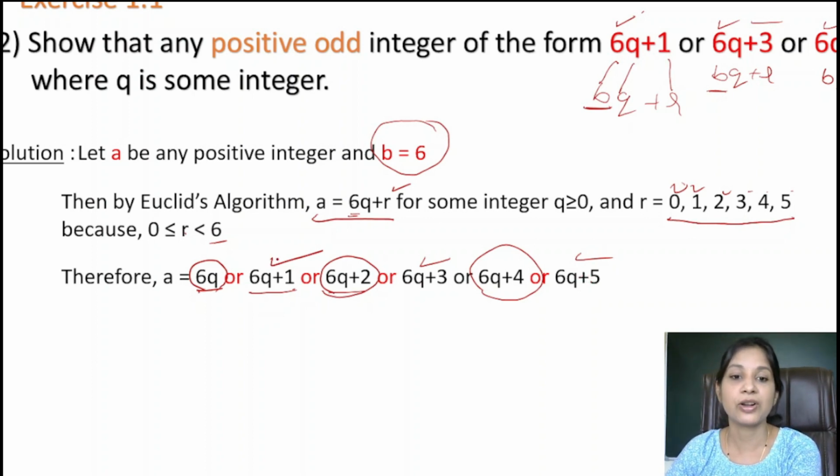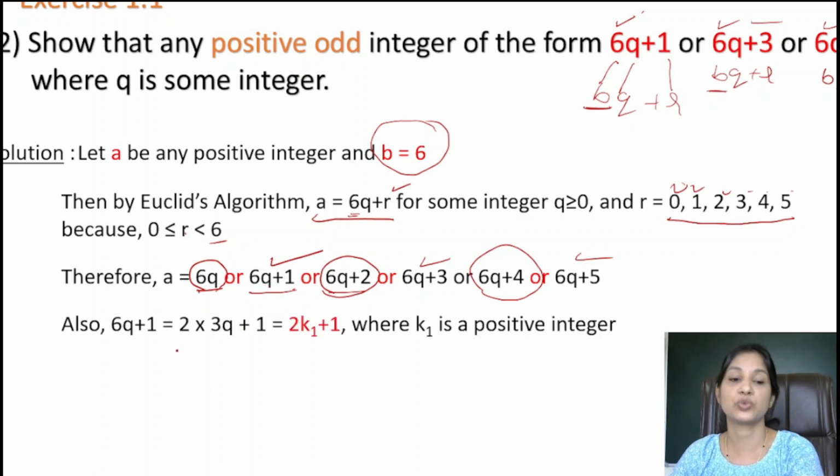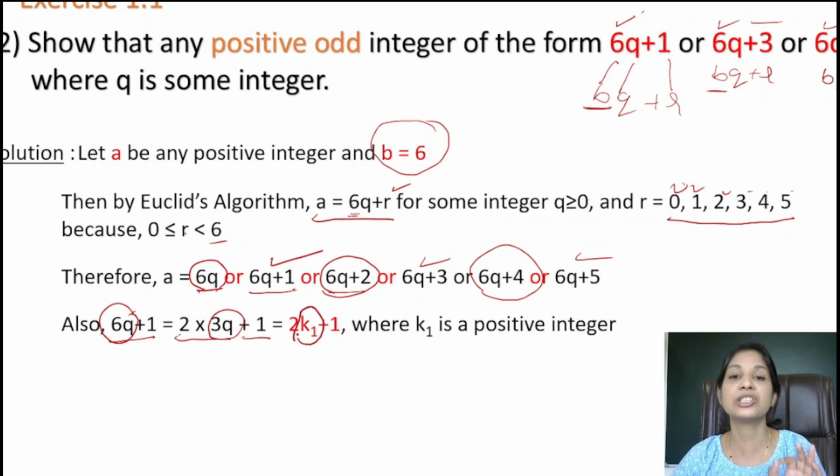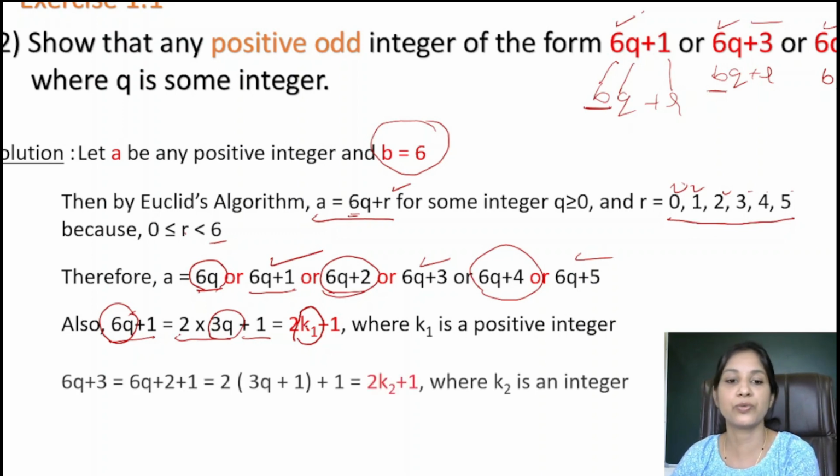Now first of all, we are considering 6q plus 1. So 6q plus 1 can be written as 2 into 3q plus 1. That means 6q can be written as 2 into 3q; there is no change in the value. That 3q is replaced by some positive integer k1. 3q is nothing but k1, some positive integer.